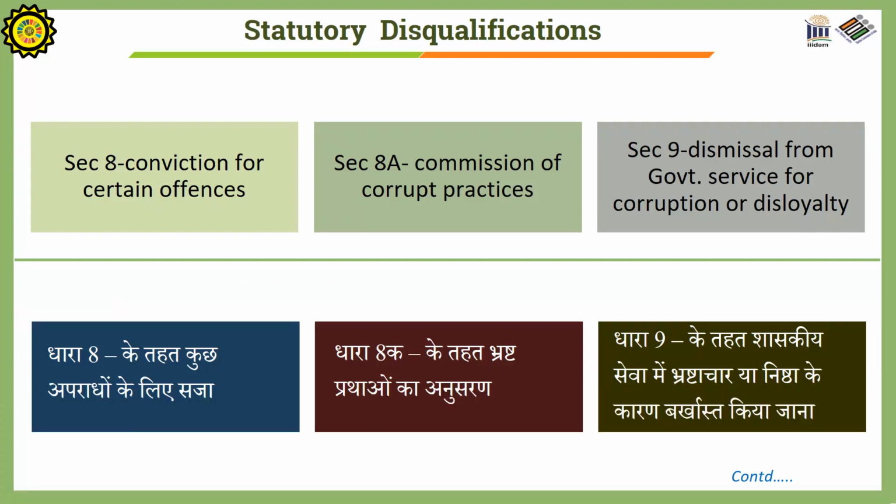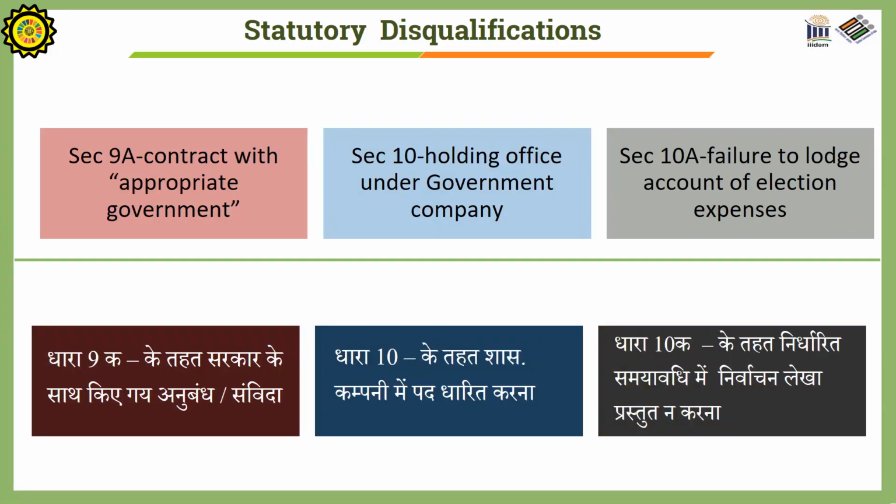Statutory disqualifications are Section 8, Conviction for certain offences, Section 8A, Commission of corrupt practices, Section 9, Dismissal from government service for corruption or disloyalty, Section 9A, Contract with appropriate government, Section 10, Holding office under government company, Section 10A, Failure to lodge account of election expenses.